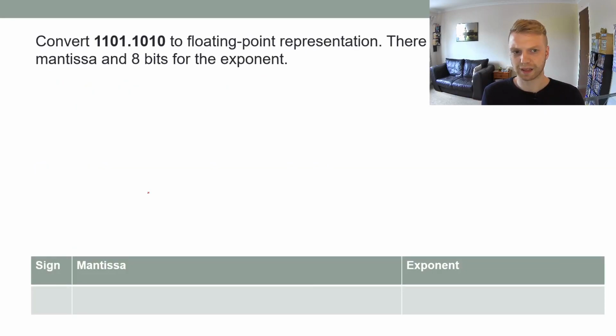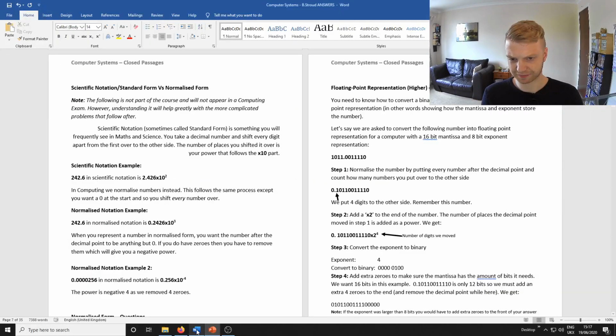So here is what it looks like in the higher exam. Convert this number to floating point representation. There are 16 bits for the mantissa and 8 bits for the exponent. Now there's quite a few steps to go through. Maybe I should actually get the Word document up first.